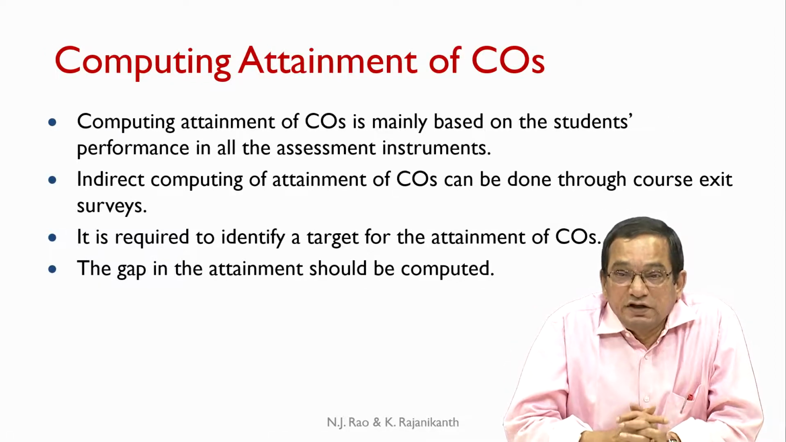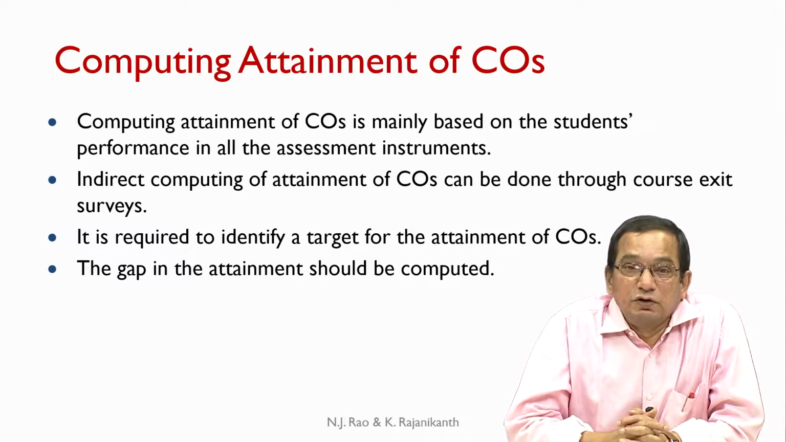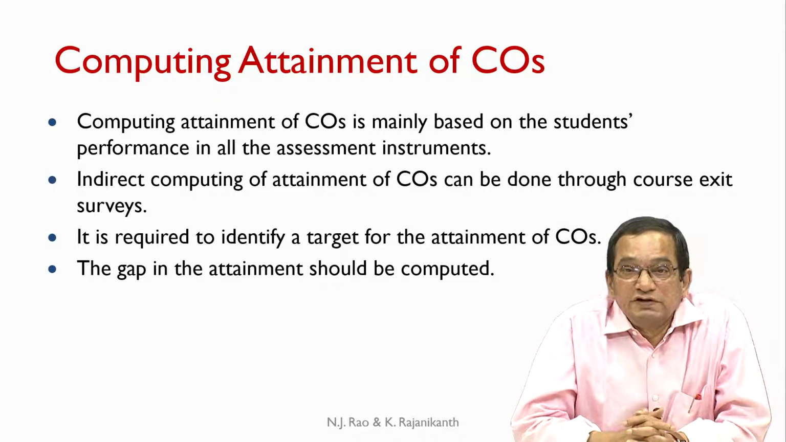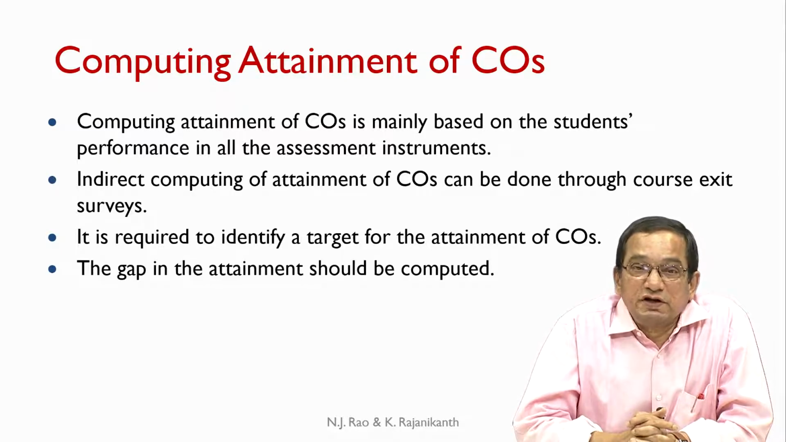Primarily, we have seen earlier in the earlier module also that computing attainment of COs is based on students' performance in all the assessment instruments: internal tests, quizzes, assignments, semester end examinations. Based on all these, primarily the CO attainment value is computed. However, we can also compute the attainment in an indirect way through the course exit survey. How to do that, we will see in the next unit.